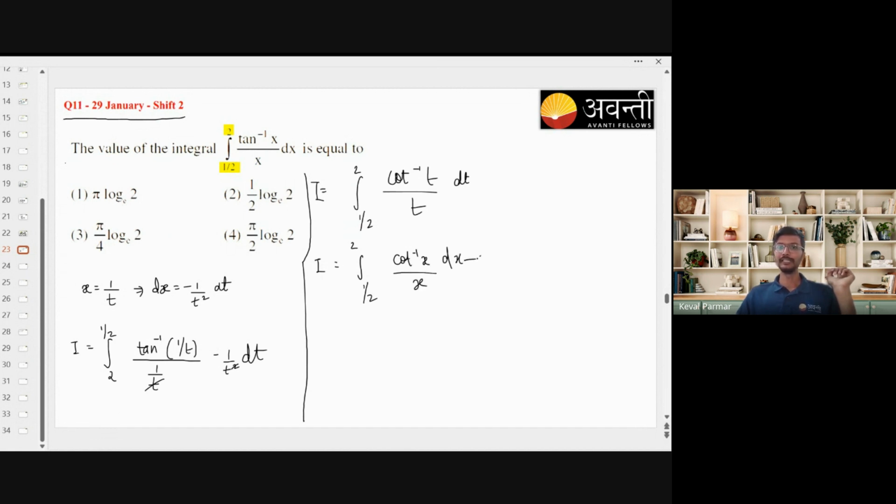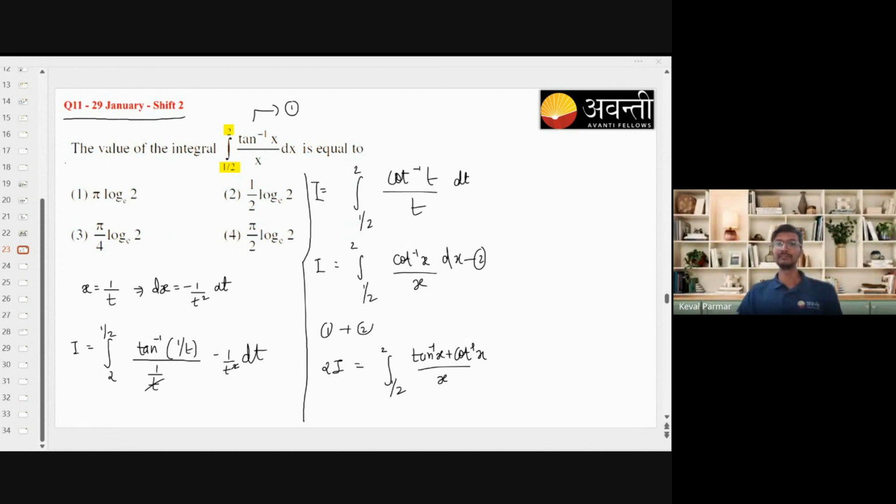Now let this be equation number 2 and the given be equation number 1. So if this is equation number 2 and given is equation number 1, then guys, we can easily add. Why are we adding, guys? Because I'll get 2I equal to integration 1 by 2 to 2. Denominator will have x. Numerator we will have tan inverse x plus cot inverse x.